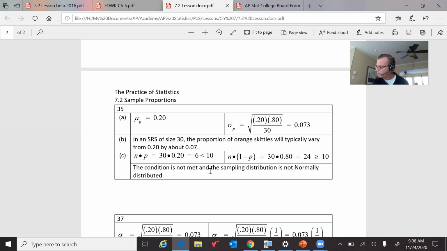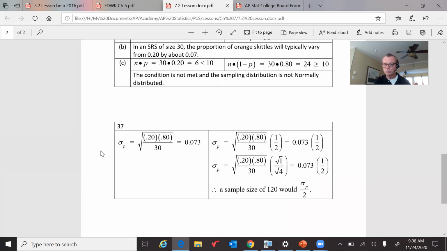Okay. And then 37 asks, what sample size would be required to reduce the step to 1/2? So instead of 7%, we want the step to be 3.5%. This is just an algebra problem. So here's the answer we got. We did 35. We want this to be half of 7.5%. So what are we doing? To multiply this by 1/2, and it's under the root sign, we would multiply by the square root of 1/4.